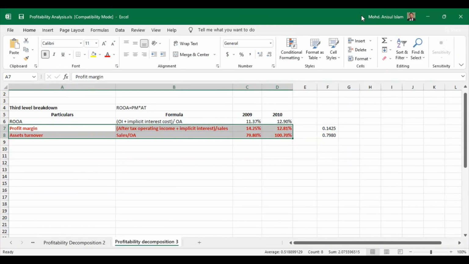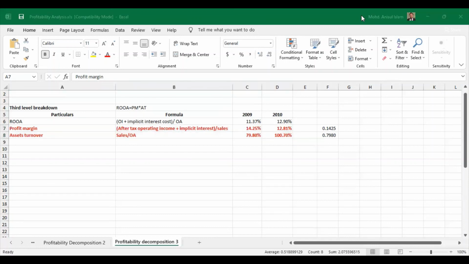Now you might wonder why it is essential and why we are not satisfied with the DuPont. The answer is that DuPont is also a very good alternative for decomposing profitability. But apart from the DuPont decomposition, this one is more comprehensive, more interesting, and provides more information for looking at the drivers of profitability in 3 levels.